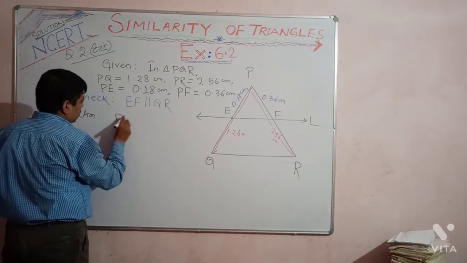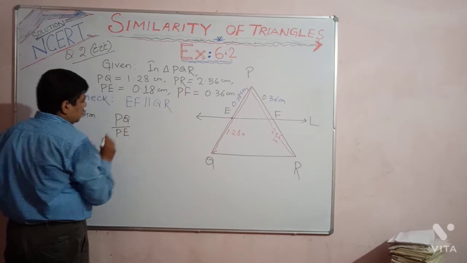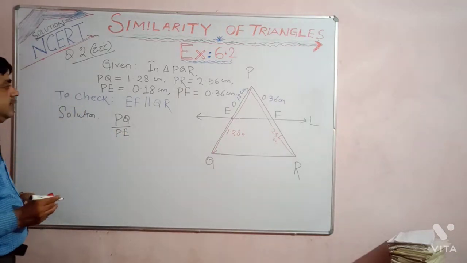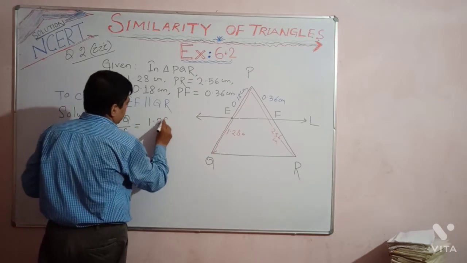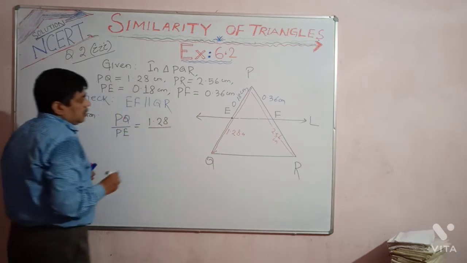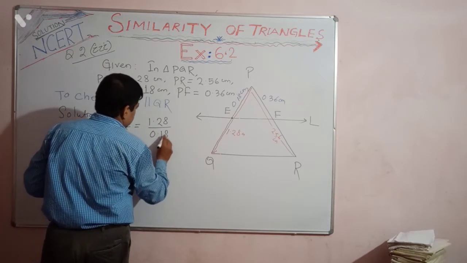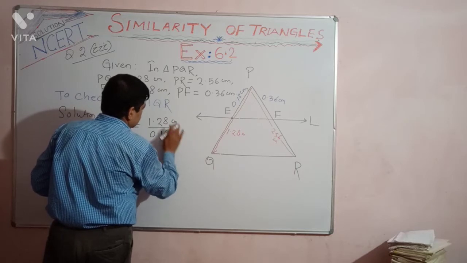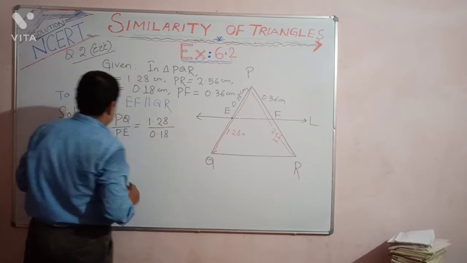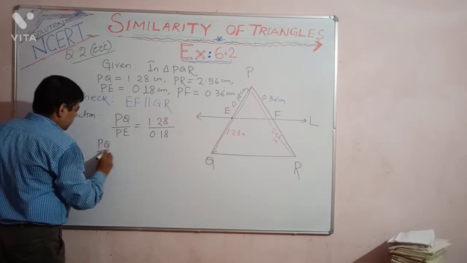Let us check the ratio PQ by PE. Here PQ given 1.28 centimeter. Understand? And PE given 0.18 centimeter. Here centimeter will be cancelled. No need to write here. So they will cancel. Right? So that is equal to PQ upon PE.